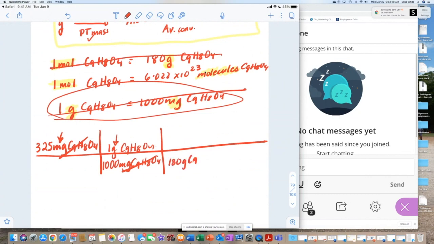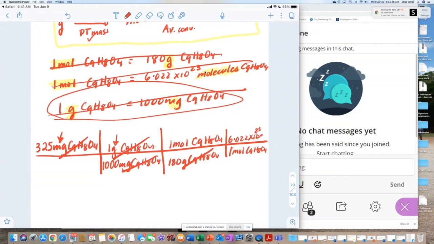180 grams of C9H8O4, 1 mole of C9H8O4. Okay, so grams and grams. I'm only canceling out the unit, by the way. And then finally, I have my Avogadro's number, so I have to use this one here. I don't have a choice. 1 mole of C9H8O4, and then here I have 6.022 times 10 power 23.